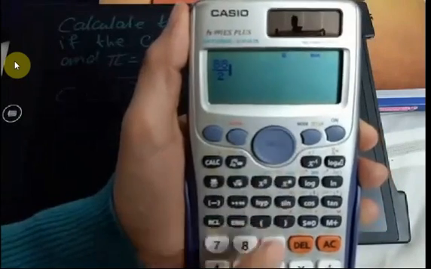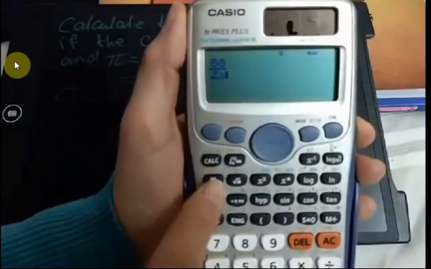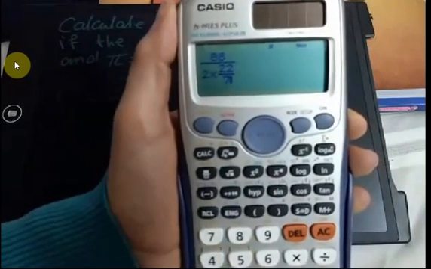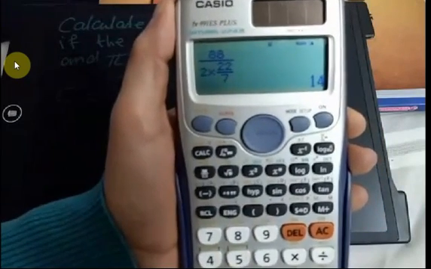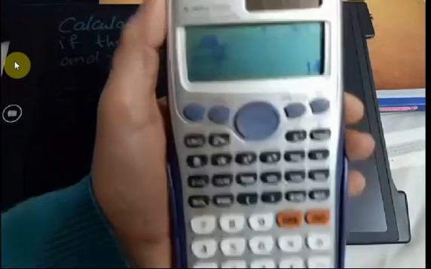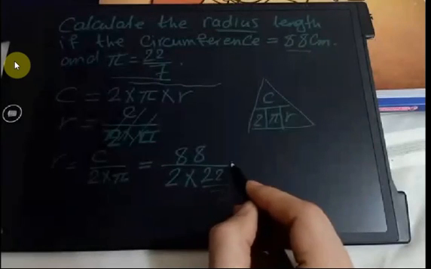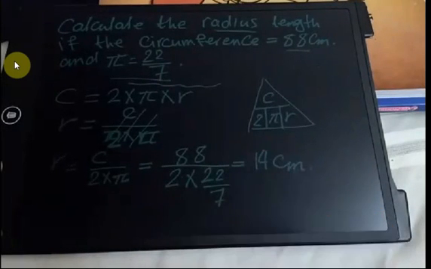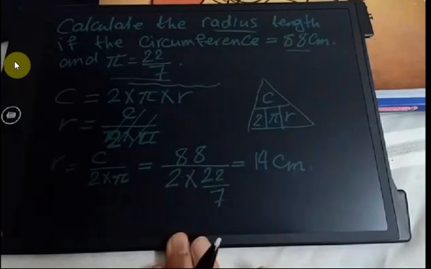88/2 times 22/7 equals what? 14. Yes, 14 centimeter. Anyone can't understand this question?